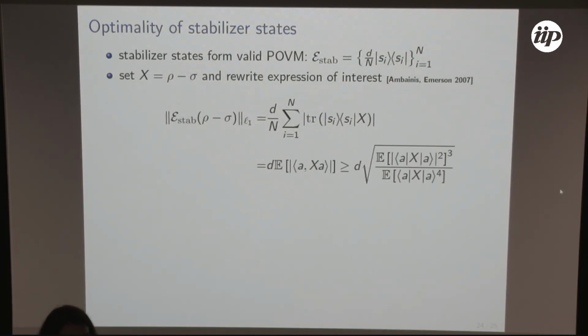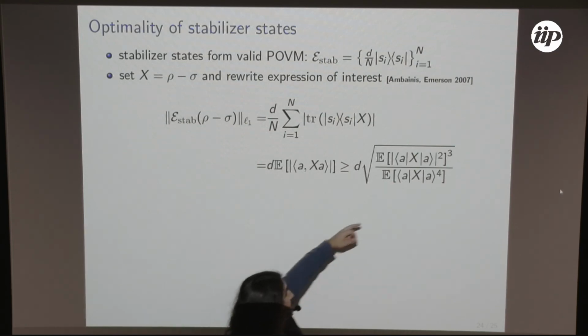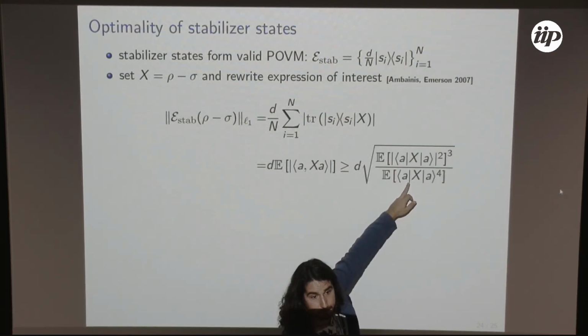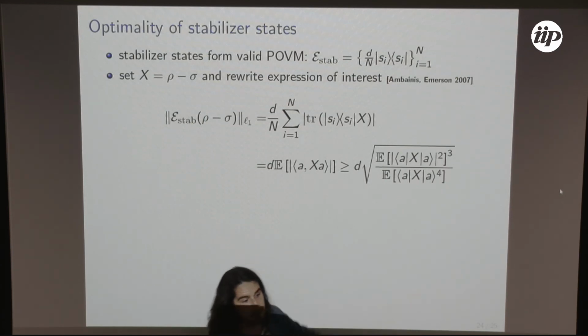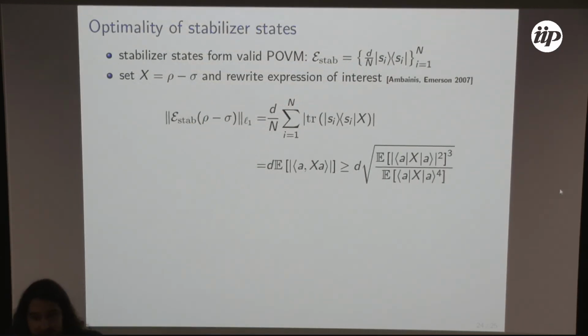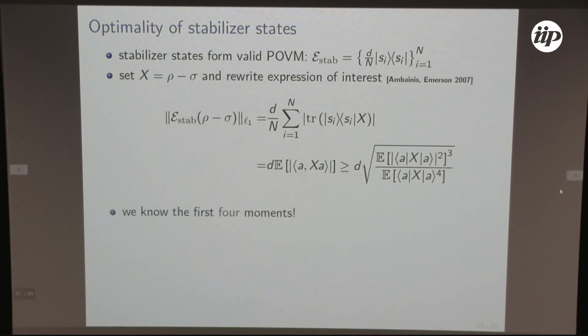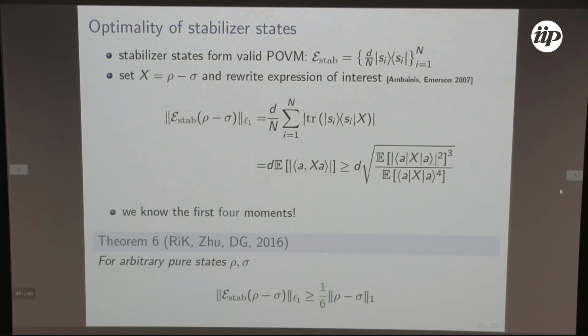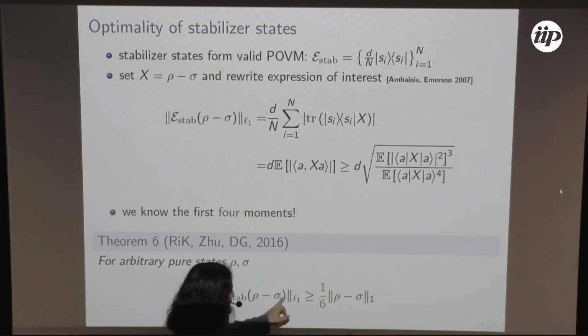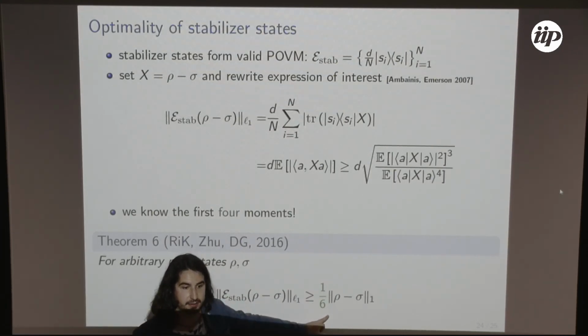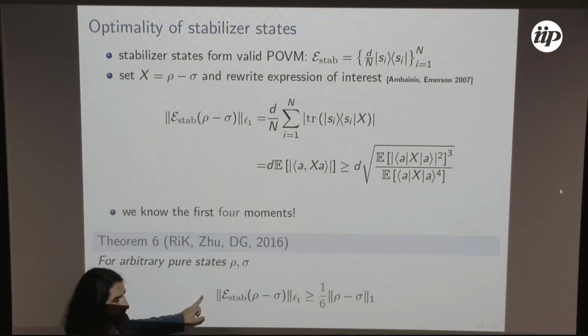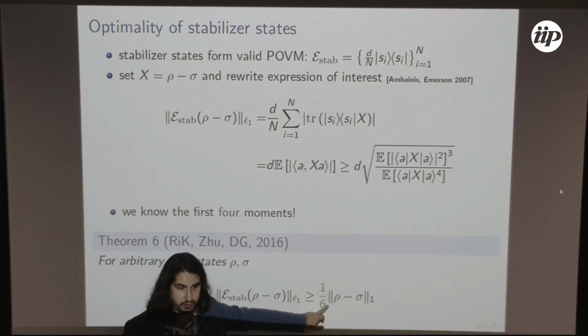The expectation of the absolute value of any real-valued random variable can be bounded in terms of its second and fourth moments. And before, I told you on multiple occasions that we managed to nail down the first four moments of stabilizer states. So this also applies here. And our result, which I simplified a bit: if you just consider pure states, then the cost you pay for any state pair is a factor of 1/6. So you can never do better with a stabilizer measurement than the Helstrom bound of the trace distance, but you also don't do much worse.